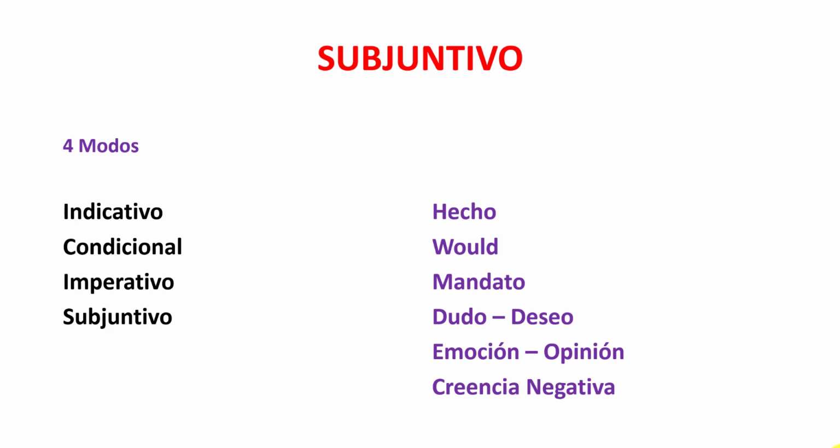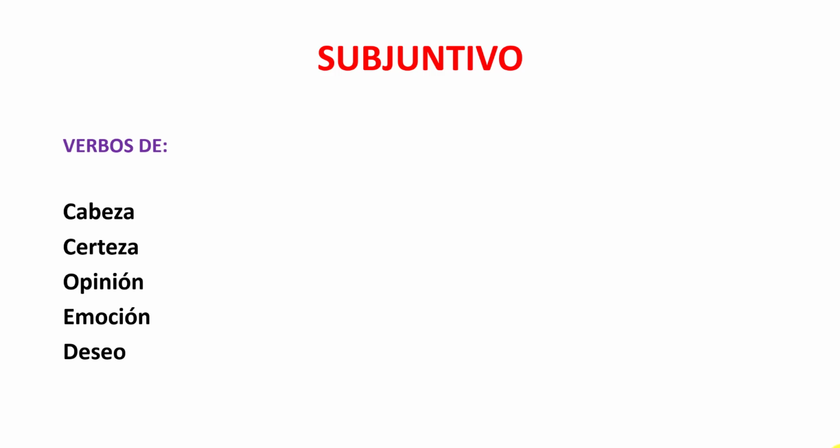So when you're communicating these things in Spanish, you're going to use different modes to communicate those things. Let's delve further into what this means. There are going to be 5 main categories of verbs that communicate doubt and desire and emotion, etc. Let's look at those 5 categories. We have verbs of cabeza, which are verbs of the head, verbos de certeza, which are verbs of certainty, verbs of opinion, emotion, and lastly, verbs of desire. There are other categories which we'll look at later on, but these are the 5 main categories of verbs you need to know about because they require the use of the subjunctive.